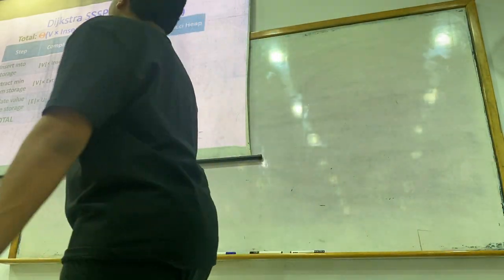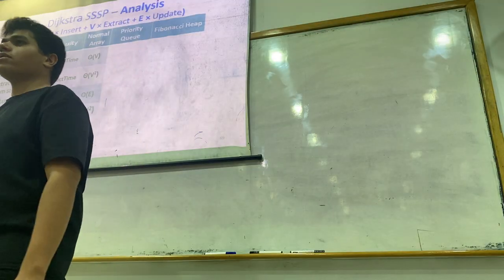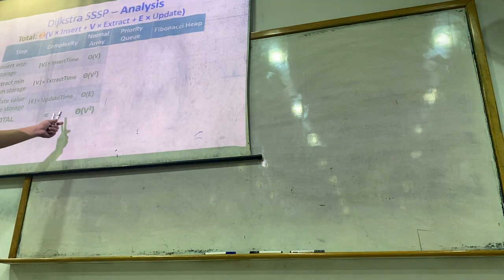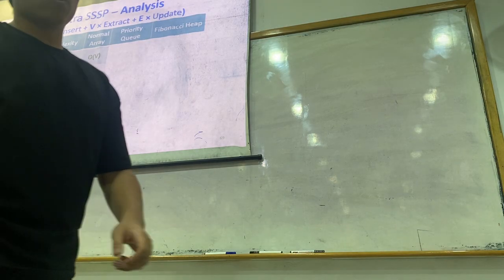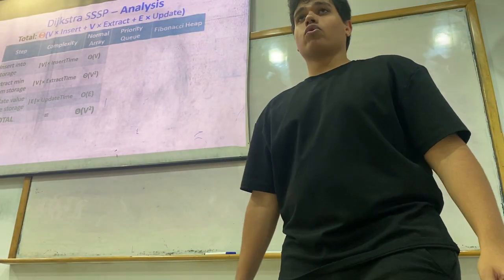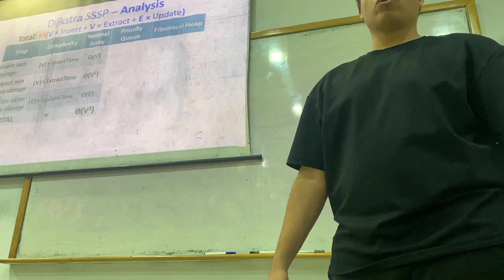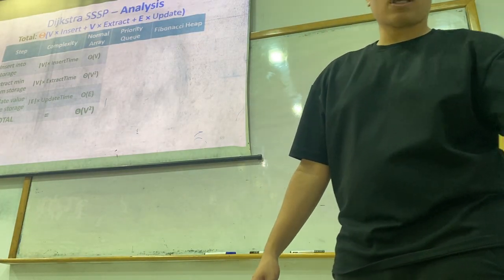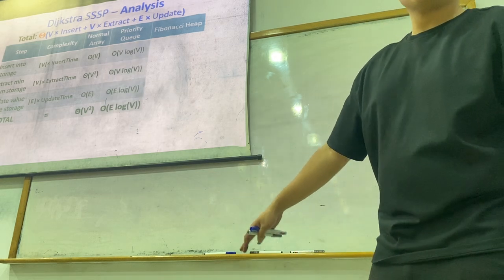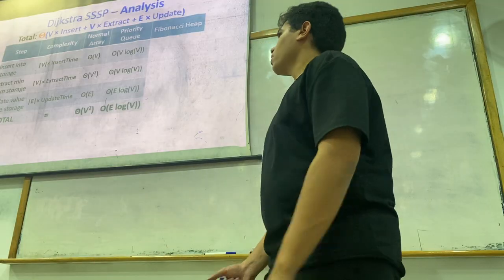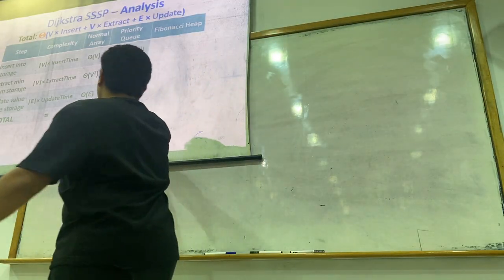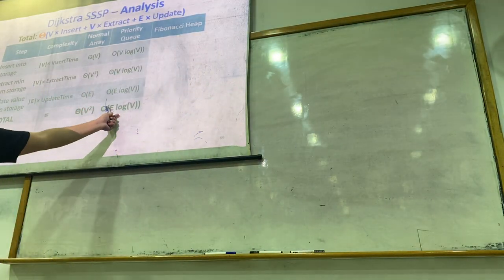So in order to insert or extract or update in a heap, either max heap or min heap, it's log. And this is very important. You should go through max heap and min heap on YouTube. It's very easy. But you don't have much time to discuss it today, so you can discover it on your own. Do you have any question till now? So what's the complexity here?